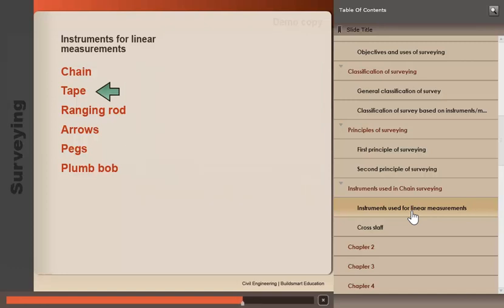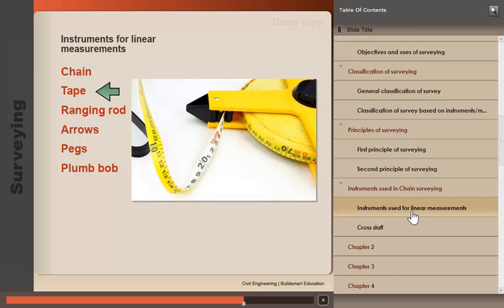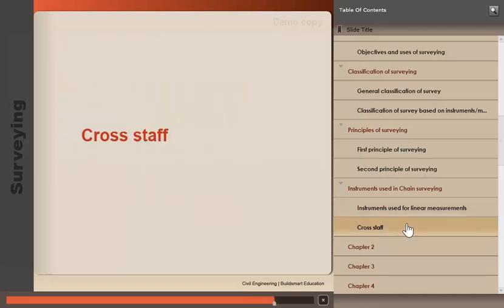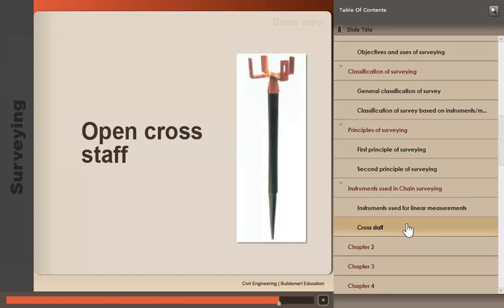Coming to tapes. Tapes are available in various materials like metal and cloth. These tapes can have length of 10 meter to 30 meter. Ranging rod. There are many variations of cross staff available. Let us discuss the most commonly used one. It is called as the open cross staff.